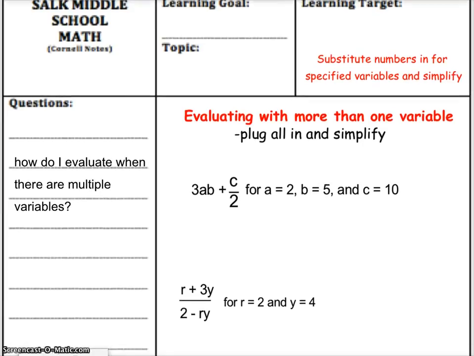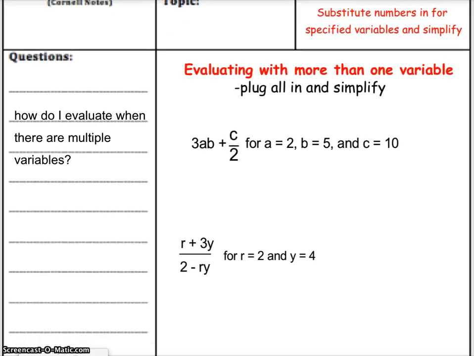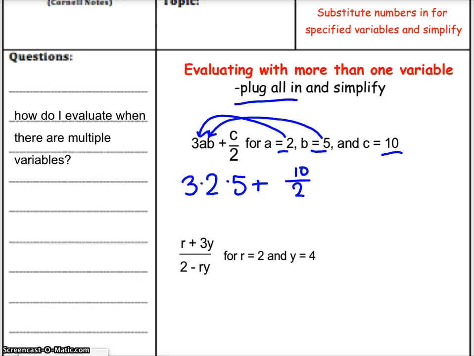Okay? I want to evaluate for a is 2, b is 5, c is 10. So the first thing I'm going to do is plug them all in. 3 times a, which is 2, times b, 5, plus c, 10, over 2. Now I want you to take a minute and see, do you know where all those numbers came from? Do you know how I all of a sudden got 3 times 2 times 5 plus 10 over 2? Do you see where they all came from? 2, 5, 10. That's where they all came from.